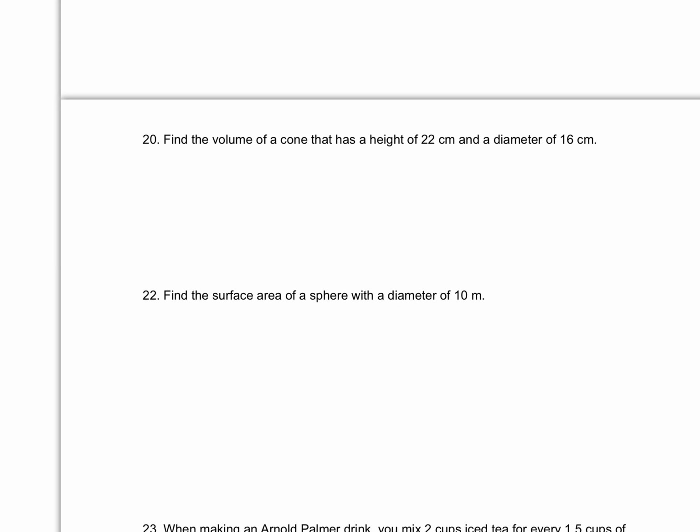So in this question, number 20, it says the volume of a cone has a height of 22 centimeters and a diameter of 16 centimeters. So remember, the volume of a cone is the formula 1/3 pi r squared times h. So if we plug that information in, 1/3 pi, the radius is half of this, right?